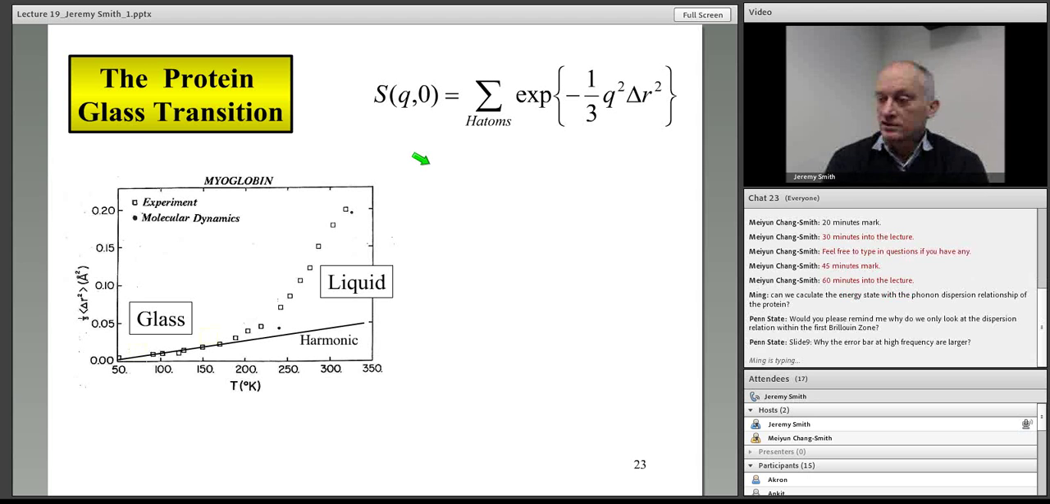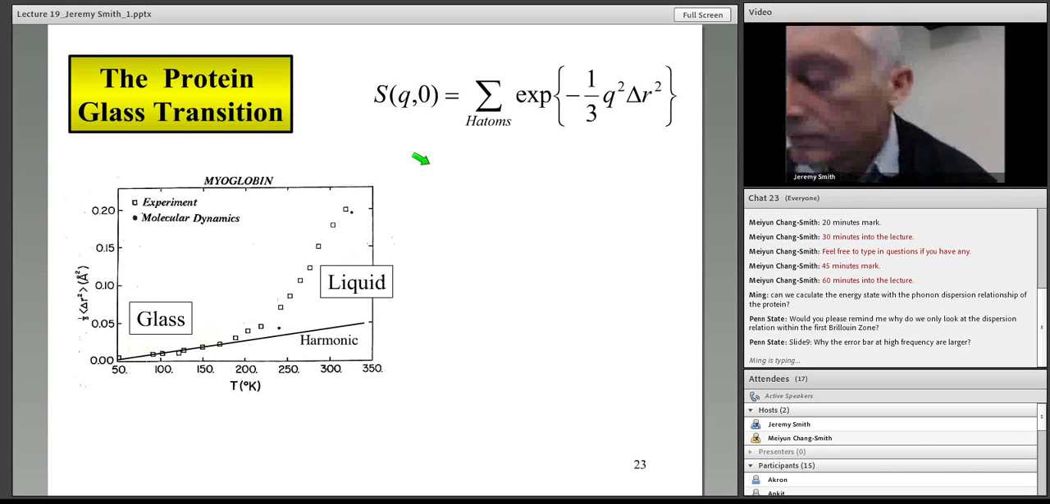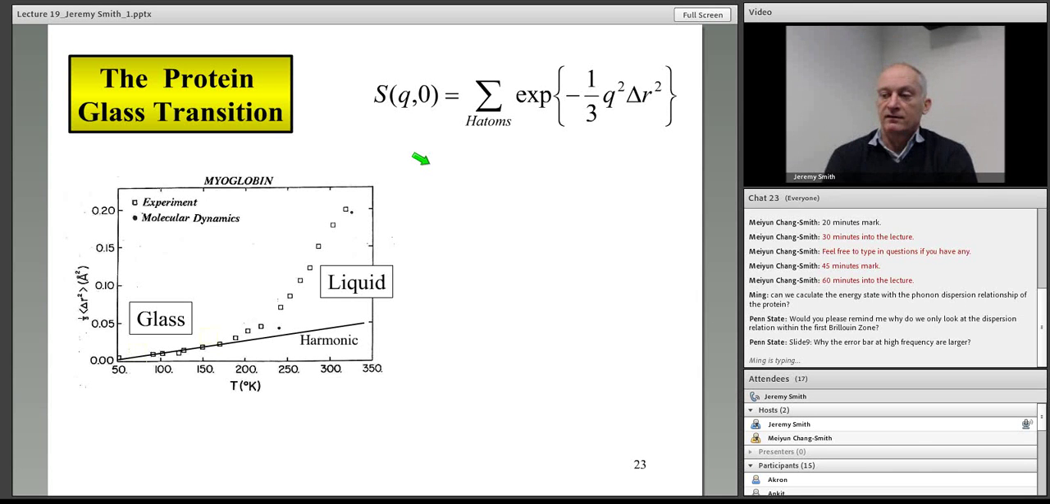Penn State question. Would you please remind me why we only look at the dispersion relation within the first Brillouin zone? The answer to that, I believe, is that in the second and third it's the same, but the first Brillouin zone is experimentally more easily accessible.